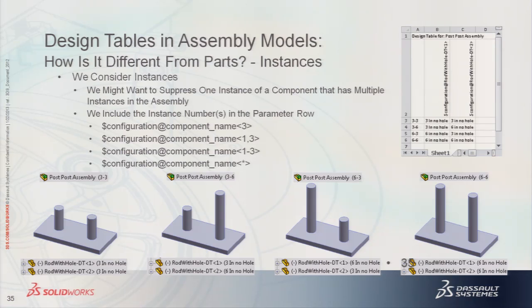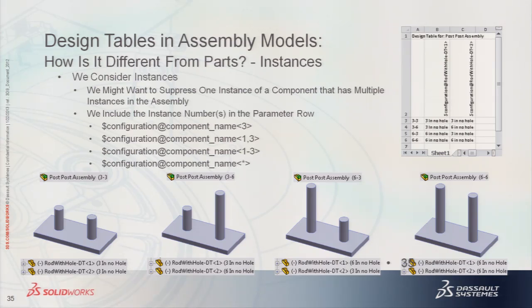So in this example here, maybe I want a config that has 2 3-inch posts, then I want a 3-inch post and a 6-inch post, then I want a 6-inch post and a 3-inch, then I want 2 6-inch posts. What we do here is we type in $configuration at component name, and we just change which config of that post is in there.